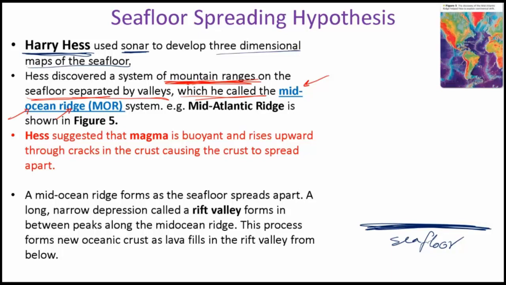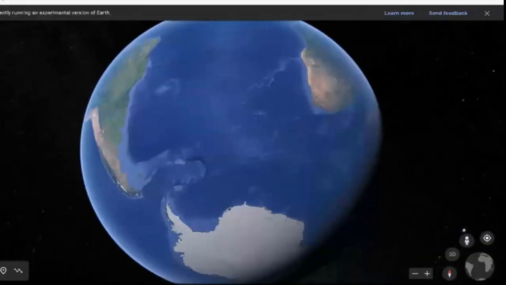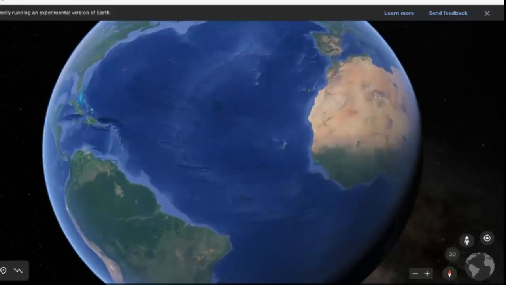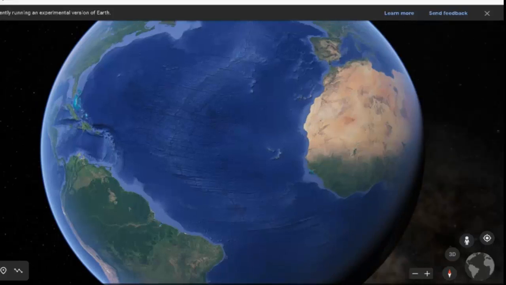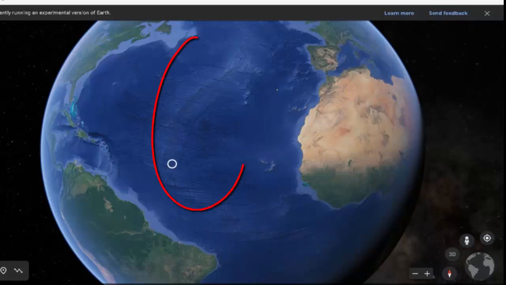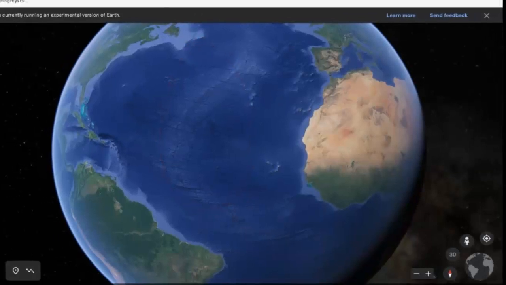For example, he discovered one in the middle of the Atlantic Ocean. It's called the Mid-Atlantic Ridge. The Mid-Atlantic Ridge is an example of a mid-ocean ridge. Okay, and it's found in different oceans on the earth. You can see it if you use Google Earth. If you look at the center of the ocean, you can find it here. This is the mid-ocean ridge of the Atlantic Ocean, exactly in the middle of the Atlantic Ocean.